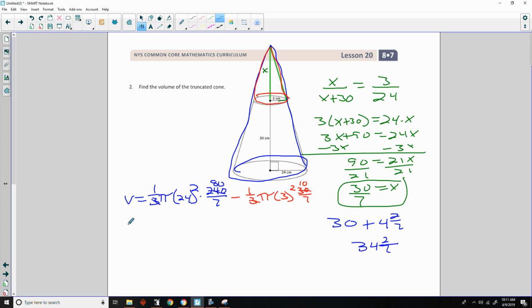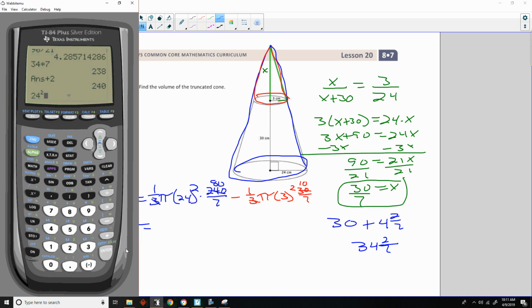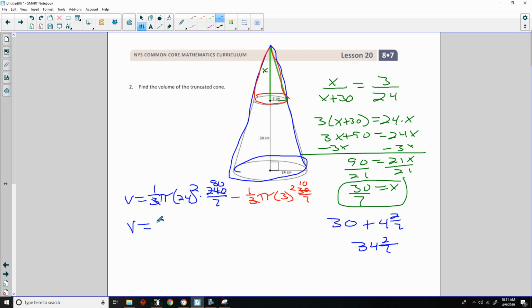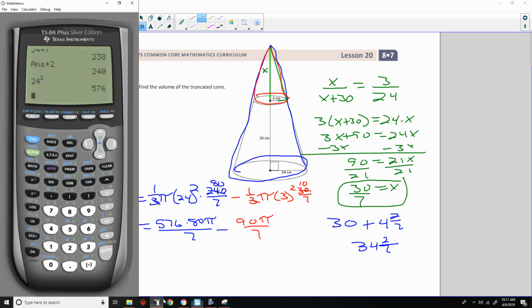So I have volume equals 24 squared is 576 times 80 pi over 7 minus, okay, 3 squared is 9 times 10 is 90 pi over 7. So I just need to multiply 576 times 80. I was able to do 9 times 10 without the calculator. 576 times 80 is 46,080.